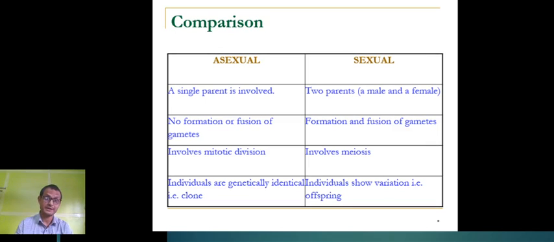Another very important thing about asexual reproduction is that individuals produced during asexual reproduction are genetically identical to the parent. Whether taken from the male or female, it is identical to the parent plant or parent organism. That is why they are also known as clones. But in sexual reproduction, the individuals will show variations. So the offspring or daughter generations will show variation.